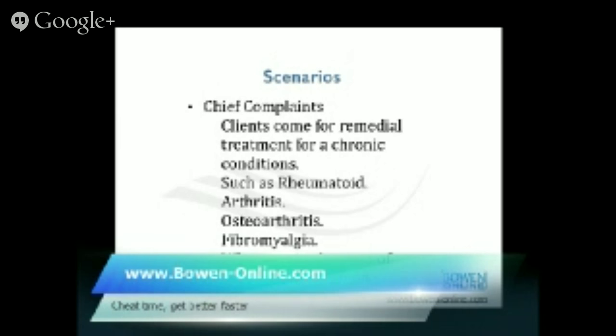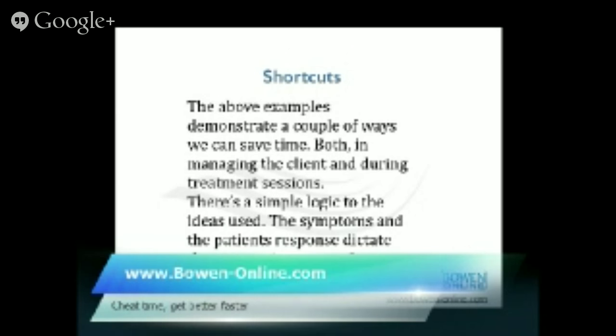And we have to find ways to manage the potential for aggravation when we do a lot of Bowen therapy. So this demonstrates a couple of ways that we can save time. That really refers to the treatment plans that I gave you for treating low back spasm and disc hernia. But always we want to use the most simple logic for the client, and the symptoms and the way the patient responds, even during the session, dictate the pace and the amount of treatment you can use.